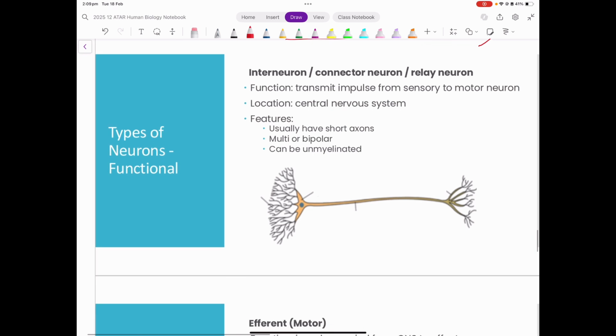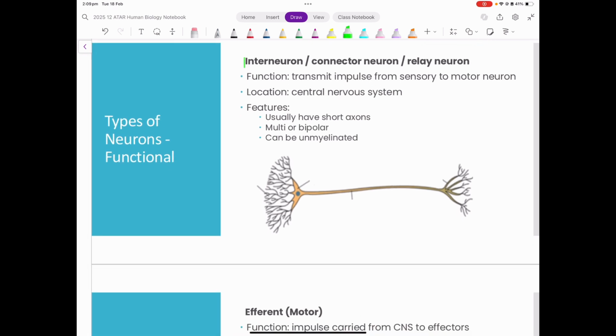The second type of functional neuron that we're going to look at is an interneuron, sometimes known as a connector or relay neuron. Its job is to connect the sensory neuron that we just looked at to the one that we will look at after this, known as a motor neuron. These are found purely in the central nervous system, aka the brain and the spinal cord. Some things to note about interneurons is that they are generally the shortest of all neurons, and that is largely because they have very short axons. They're usually multi or bipolar, and they can be unmyelinated, so without a myelin sheath.